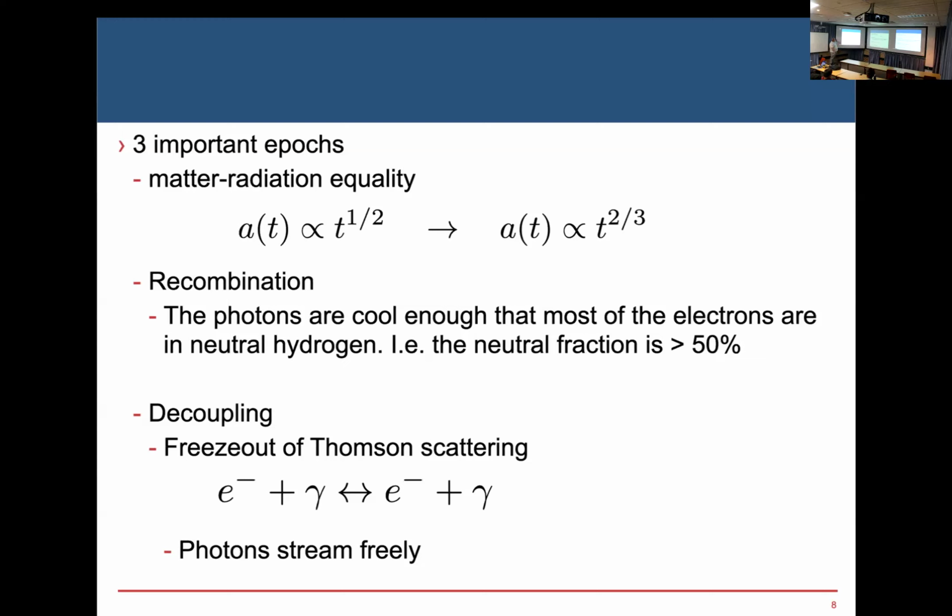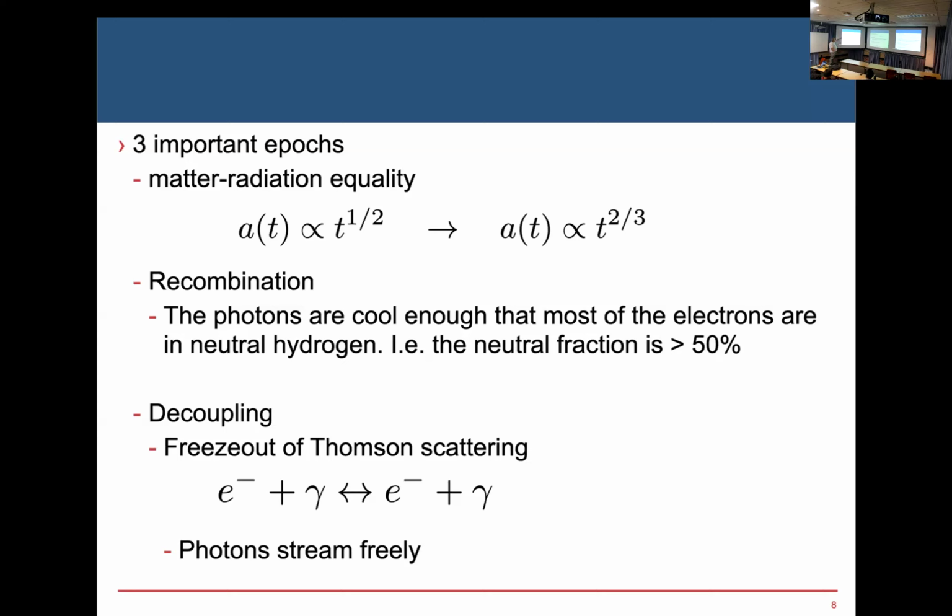What that means is, at some point, matter's going to take over. One of them's going down like the size of the universe to the 4th power, and the other one's going down to the 3rd power. Matter's going down to the 3rd power, right? Particles. And so at some point, matter's going to take over. We call that era matter radiation equality.